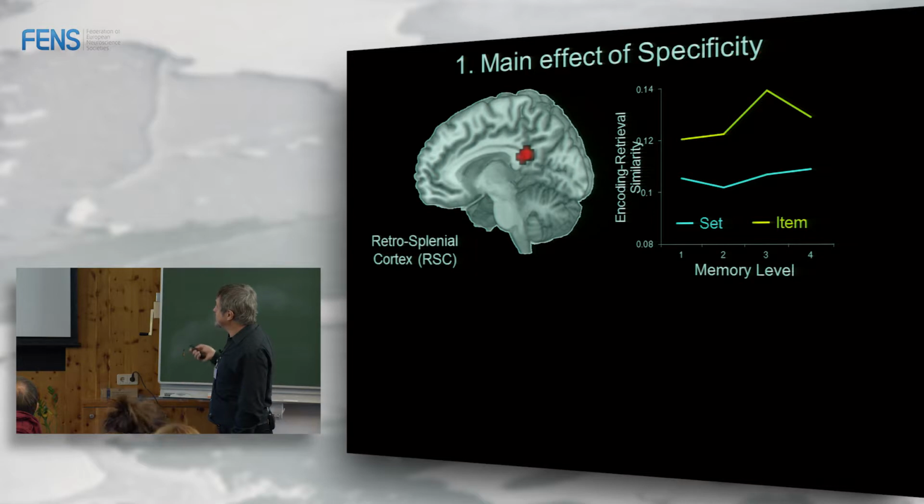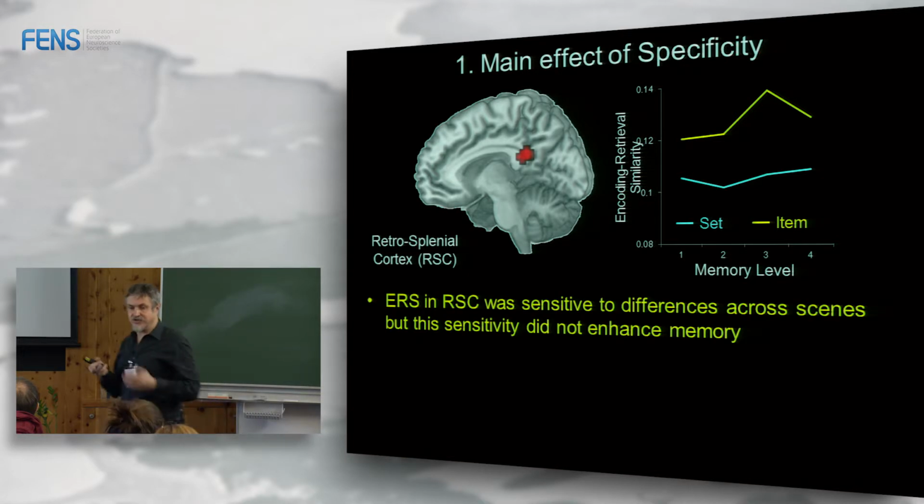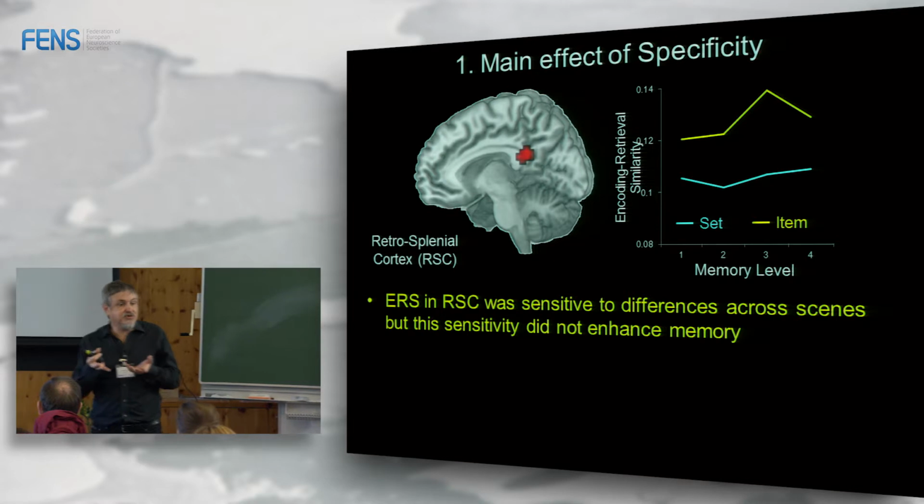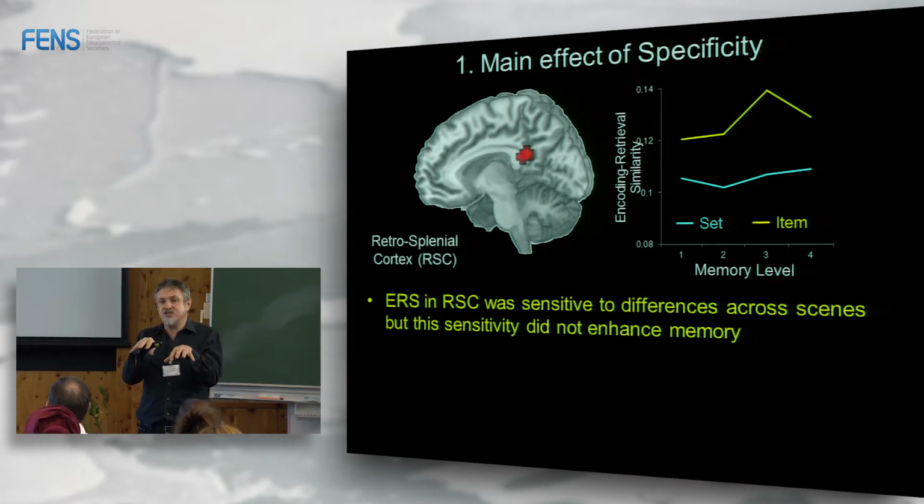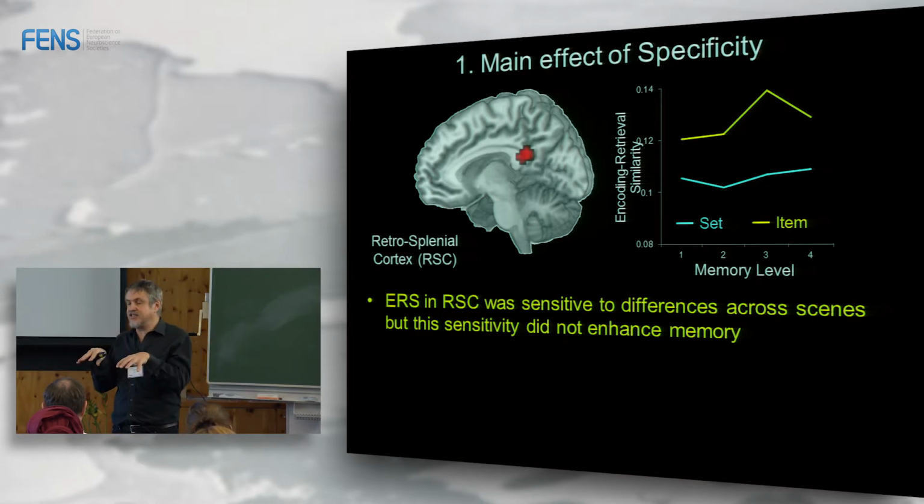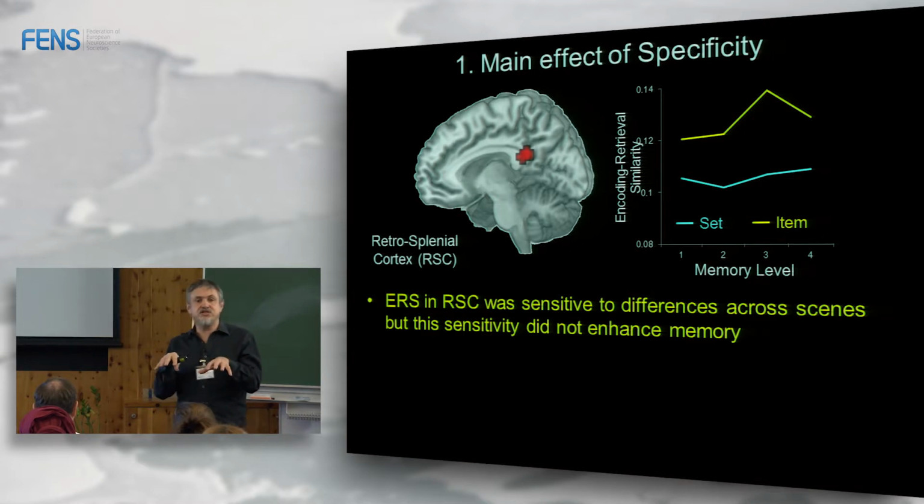So what we found is first, in terms of main effect of specificity, we found that the retrosplenial cortex was showing this kind of greater similarity for item than for set, but didn't differ with memory. So how is it possible that a region is very sensitive to the pattern of voxels, very sensitive to the same pictures, but they are not actually influencing memory?